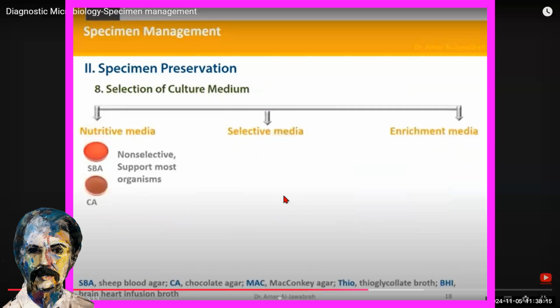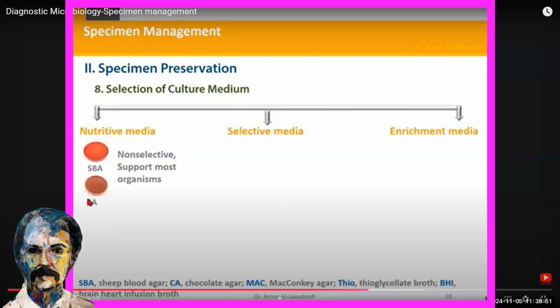Let's go to the most important thing here, which is the media, culture media. We have culture media, and we'll talk about this in the lab. We have the all-purpose media, which we call nutritive media. It's a media for everything. It's not selective. It supports the growth of all bacteria, gram-positive, gram-negative. They all grow on blood. And not only that, sometimes you see fungus, yeast, also grows on blood. So this is a nutritive media, non-selective, and all-purpose use.